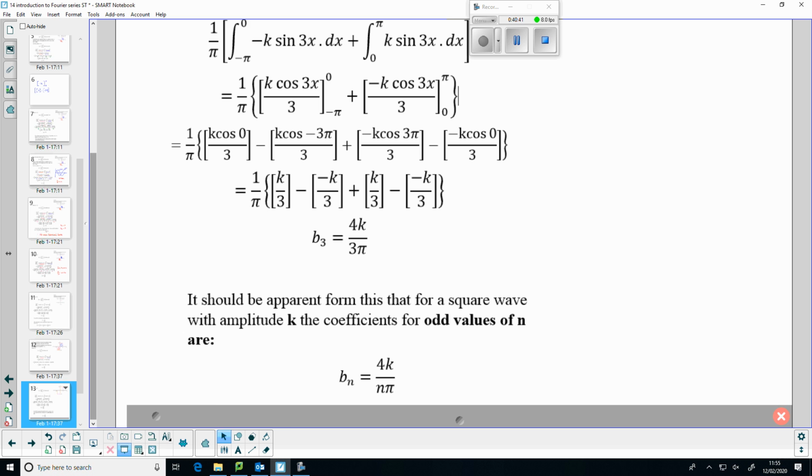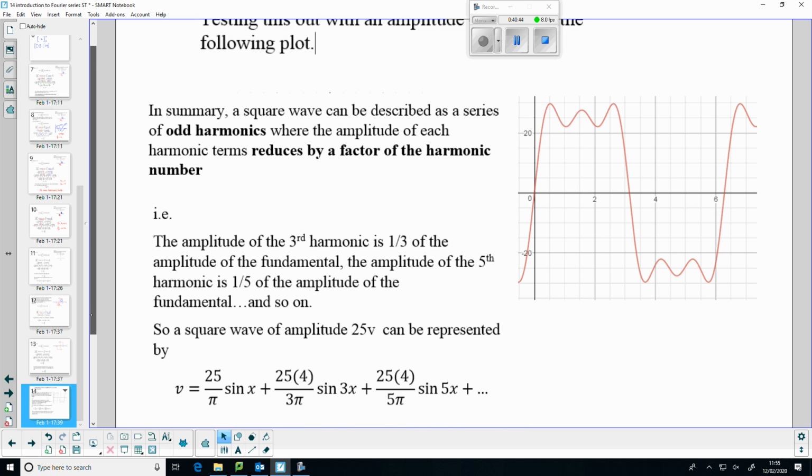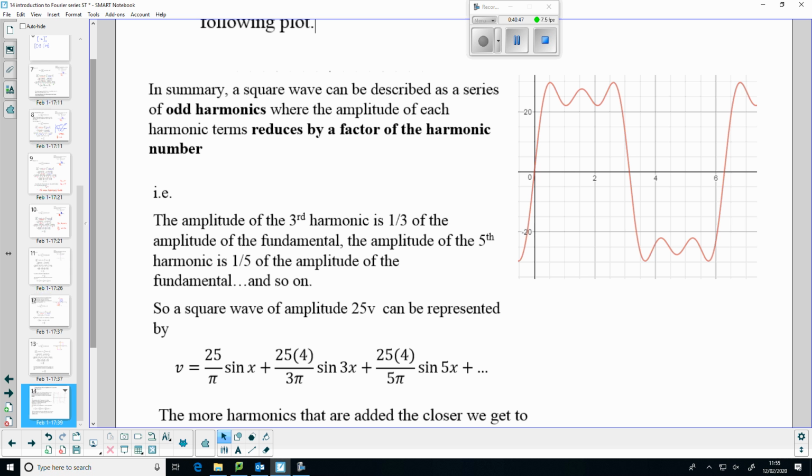So, on our old friend, testing that out with an amplitude of 25, and that's what we get. We plot that: 25 times 4 over pi for the first term, 25 times 4 over 3 pi for the second term, 25 times 4 over 5 pi for the third term, and we could carry that on indefinitely. And as you saw last week, as we add more terms, these changes here become steeper, and the ripple on the top gradually gets higher frequency, lower amplitude as we add more.